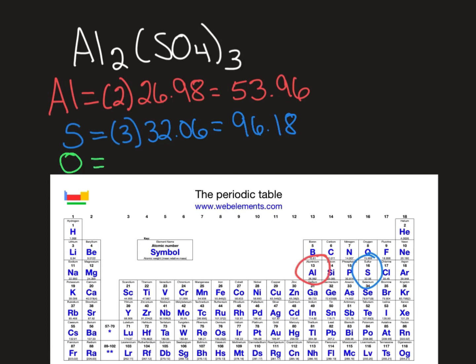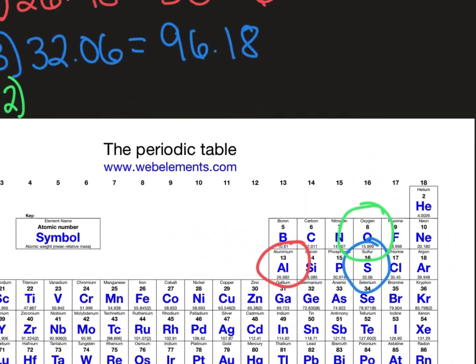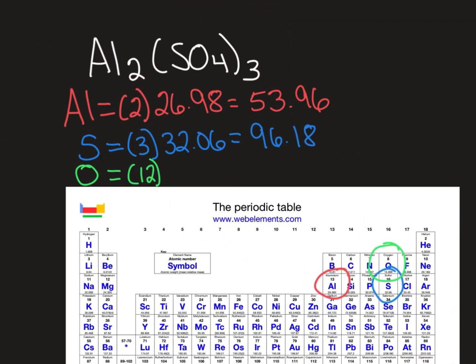All right, so our last atom to look at is oxygen. Oxygen has 4 times 3, 12 atoms in this formula unit. So whatever oxygen is on the periodic table, we multiply it by 12. Oxygen is number 8 on the periodic table, and it's 15.999. So I'm going to use 15.99. I take the 15.99 and I multiply that by 12, and I get 191.88.